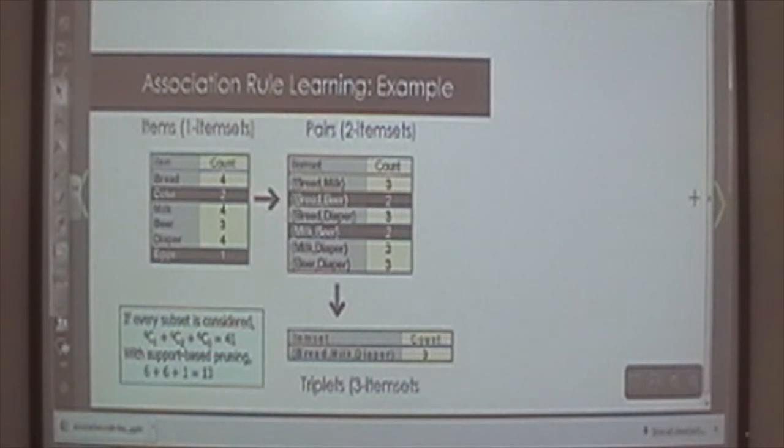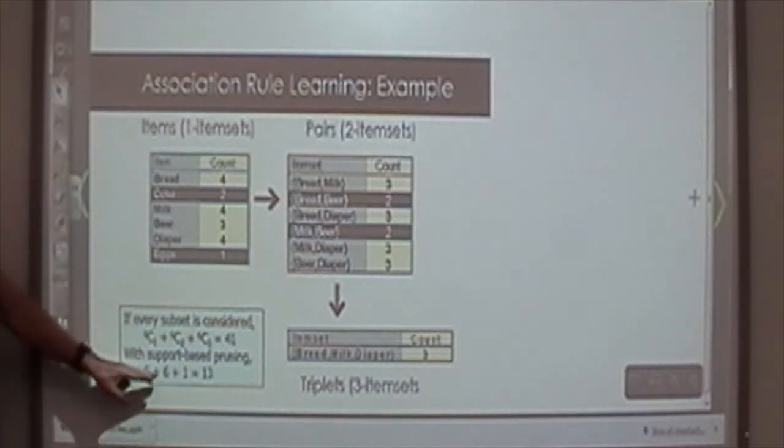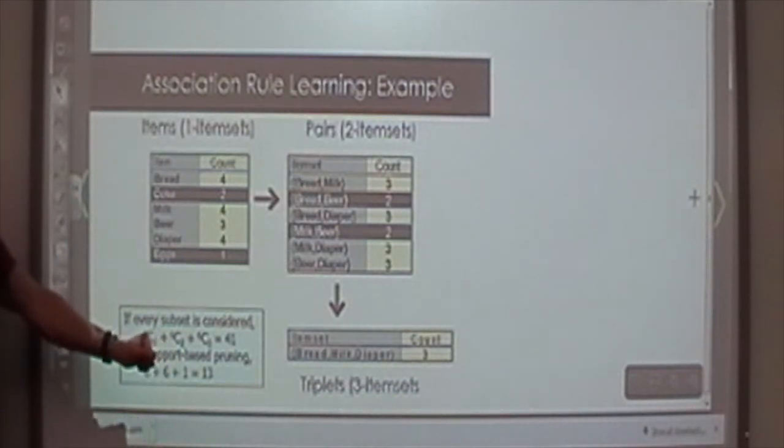So here, just like you were saying about a quarter, notice we went from a possibility of 6 choose 1 item sets, 6 choose 2 item sets, and 6 choose 3 item sets, a total of 41 possible item sets to consider, down to 13.